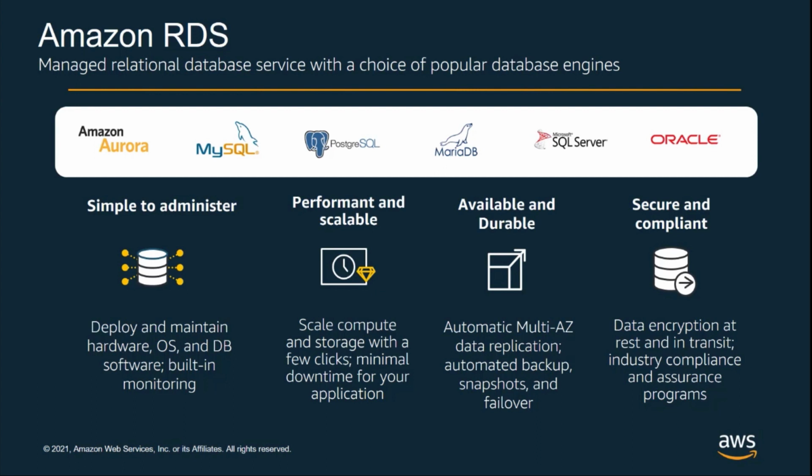To begin with, Amazon RDS. RDS is one of the first AWS services, launched back in 2009. We have more than a decade of experience operating and scaling database workloads for customers in the cloud.